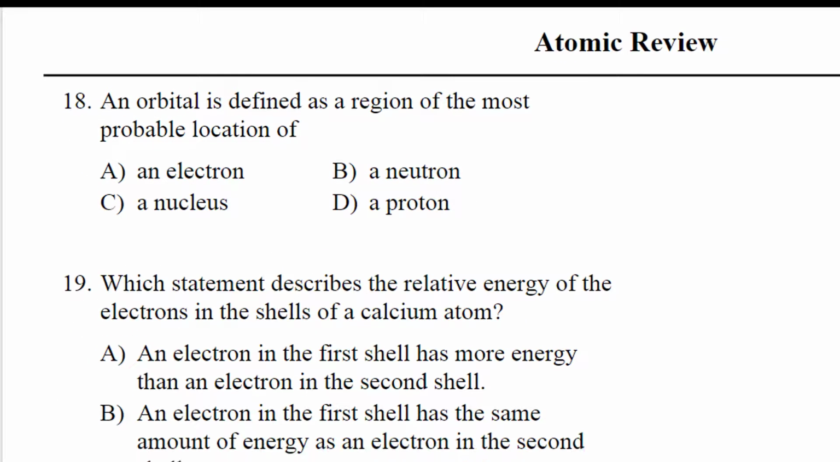Rolling right along to question 18. An orbital is defined as a region of the most probable location of, choice A an electron, choice B a neutron, choice C a nucleus, choice D a proton. And our best choice there is A, an electron. Electrons are found in the orbitals surrounding the nucleus. None of these other particles would possibly contain or be contained in an orbital.